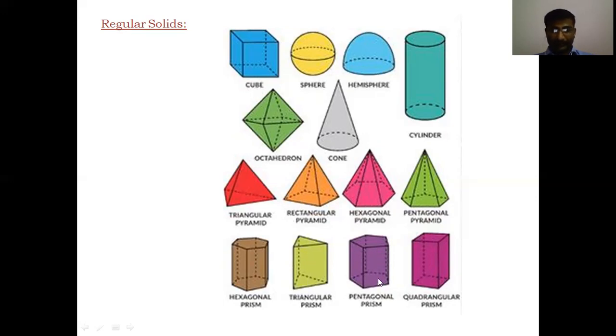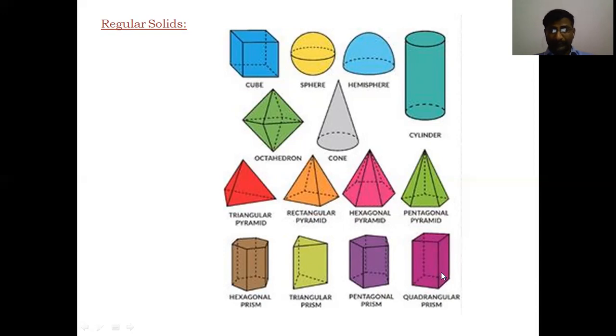Okay, this is the pentagonal prism. The pentagonal prism has two pentagonal bases which are connected with straight edges, which form the straight rectangular faces. The pentagonal prism has two bases, 5 straight edges and 5 straight rectangular faces. Okay, this is the quadrilateral prism, that is a quadrangular prism, that means a square prism.